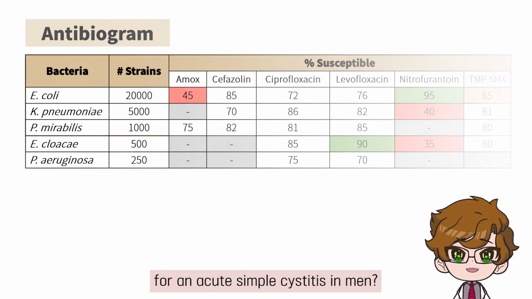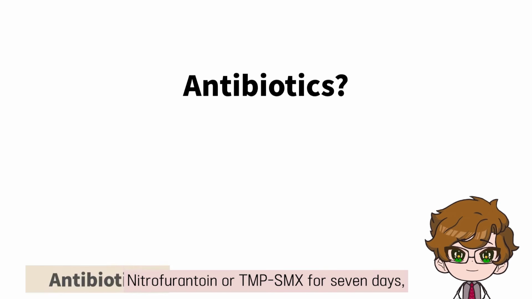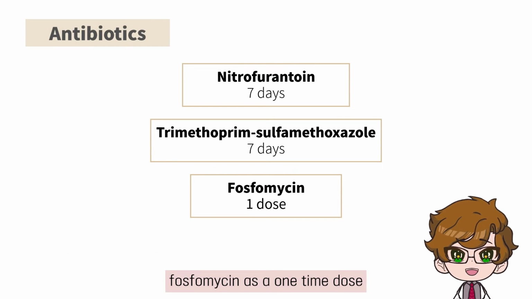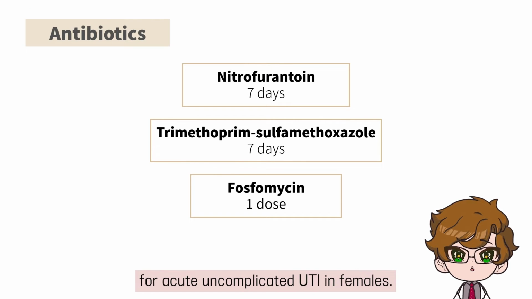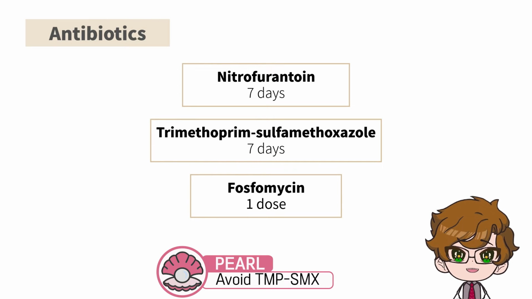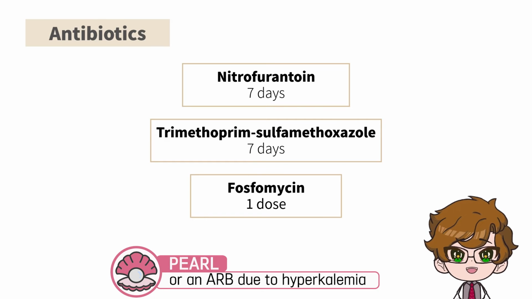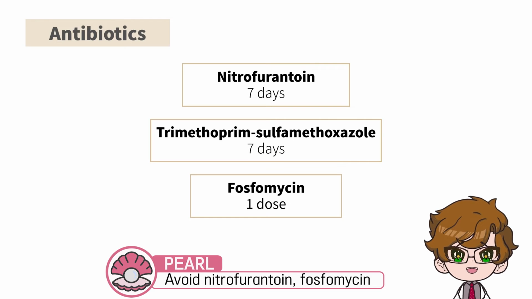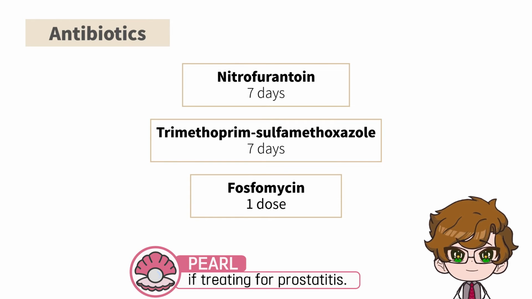What is the treatment for an acute simple cystitis in men? Nitrofurantoin or TMP-SMX for 7 days, or fosfomycin as a one-time dose, are considered first-line based on the same recommendations for acute uncomplicated UTI in females. Avoid TMP-SMX if the patient is on an ACE inhibitor or an ARB due to hyperkalemia, which may cause sudden death in older patients. Avoid nitrofurantoin, fosfomycin, and beta-lactams if treating for prostatitis.